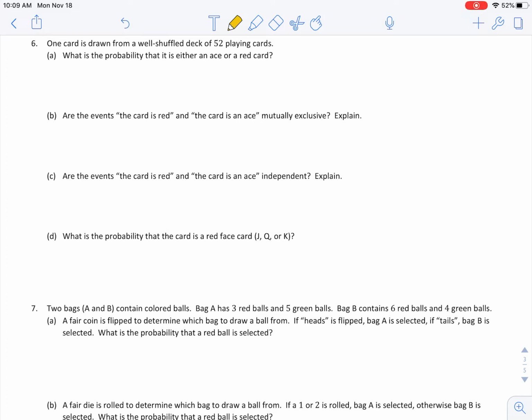Number 6, we're still talking about a deck of 52 cards, but now I'm only taking out one card. First, I want to know the probability of getting an ace or a red card. So that would be the probability of getting an ace plus the probability of getting a red minus the probability of a red ace.